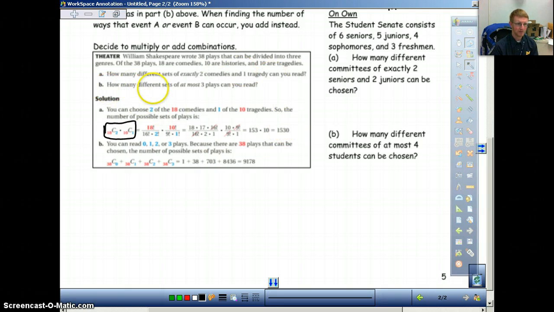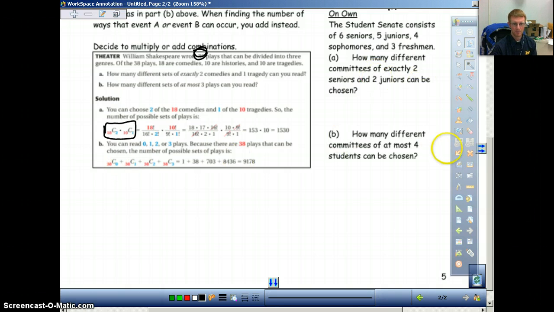Okay, the second one says how many different sets of at most 3 plays can you read? In this one, it's different because it's an or. We don't need 4 or more; we only need at most. So it can be 0 plays, 1 play, 2, or 3. Notice how there's an or there. We take the total number of plays, which is 38, as our total. We can choose 0, that's one of them, plus 38 choose 1, plus 38 choose 2, plus 38 choose 3, and then we just figure out our numbers and add them up. So the ors will be added.